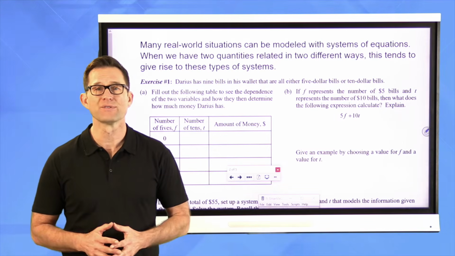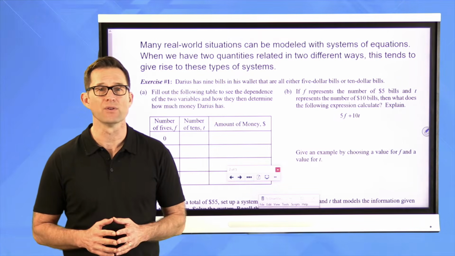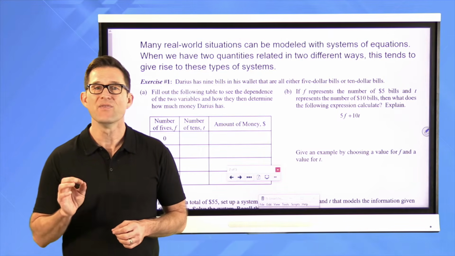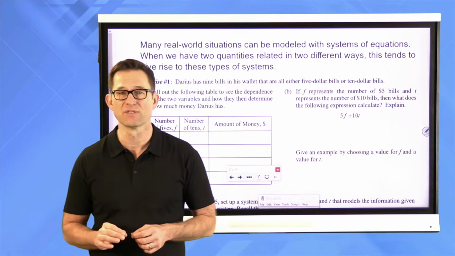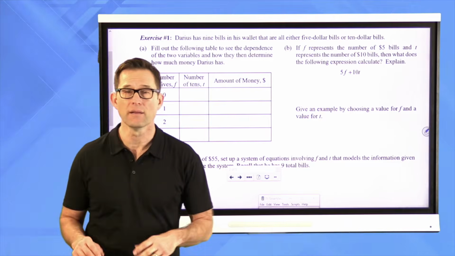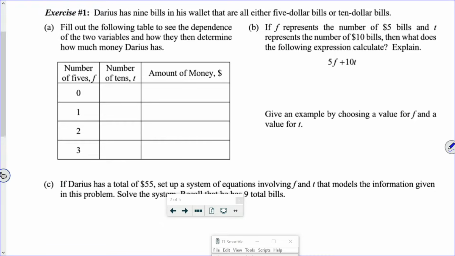Now, many real-world situations can be modeled with systems of equations. When we have two quantities related in two different ways, this tends to give rise to these types of systems. So let's look at a particular problem that involves money. Let's take a look. Darius has 9 bills in his wallet that are either $5 bills or $10 bills. Simple enough, right? Letter A. Fill out the following table to see the dependence of the two variables and how they then determine how much money Darius has. All right.